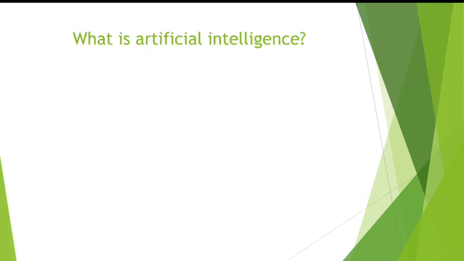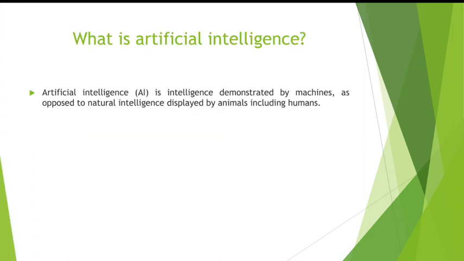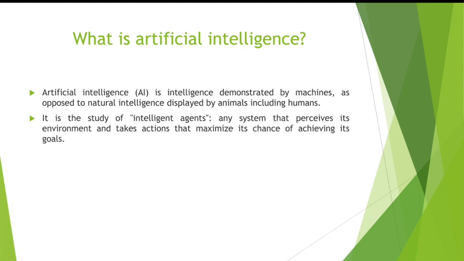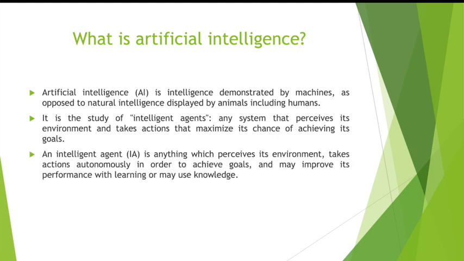So let's start with what is artificial intelligence. Artificial intelligence is intelligence demonstrated by machines as opposed to natural intelligence displayed by animals, including humans. It is the study of intelligent agents. The concept of intelligent agents is crucial to understanding what is artificial intelligence. An intelligent agent is anything that perceives its environment and takes actions that maximize its chance of achieving its goals. In other words, it is anything that perceives the environment and takes actions autonomously. Now, this is an important word, autonomously.